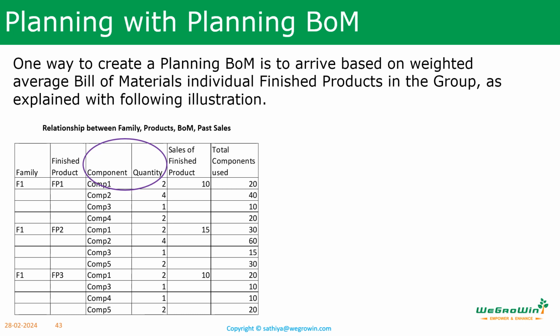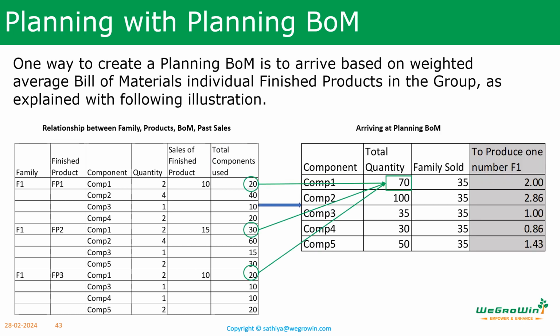Right? FP1 has a BOM of component 1, 2, 3. The quantity is 2, 4, 1. And similarly FP2 and FP3 are in the production BOM as shown here. So the total components used here: to sell 10 numbers of FP1 we used component 1 20 numbers, component 2 40 numbers, component 3 10 numbers. Similarly to sell FP2 15 numbers, we use component 4 30 numbers, 15 into 2, 30 numbers. Component 1 should be 30 numbers, component 2 is 60 numbers. Similarly all the other things are also calculated.